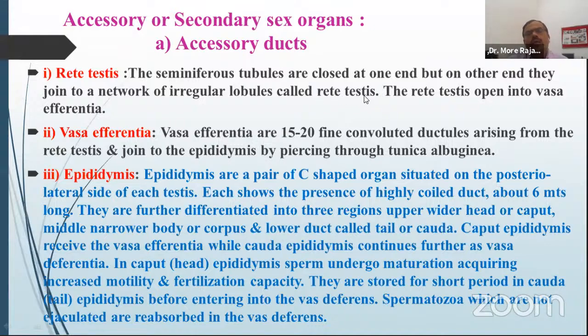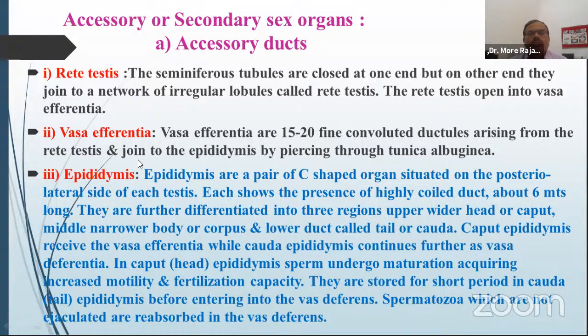It is located in the caput epididymis. This rete testis further opens into the vasa efferentia. What is the meaning of the vasa efferentia? These are 15 to 20 very fine and convoluted ductules, smaller tubules or smaller ducts, which arise from the rete testis and join the epididymis by piercing through the layer, that is the tunica albuginea.